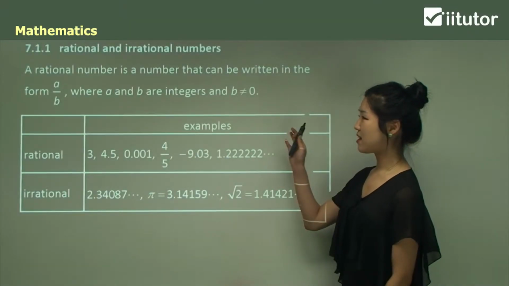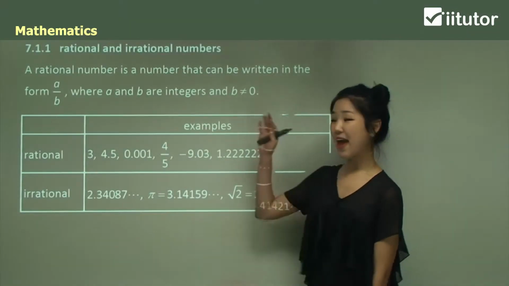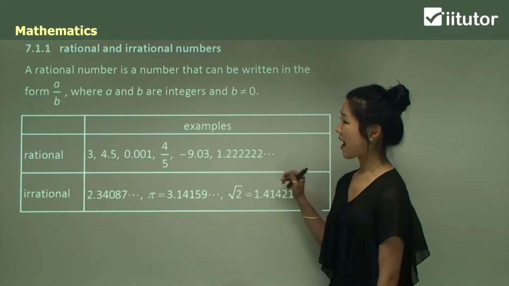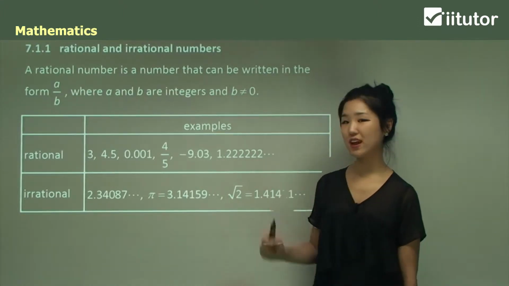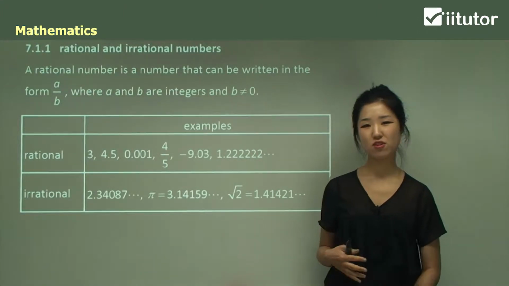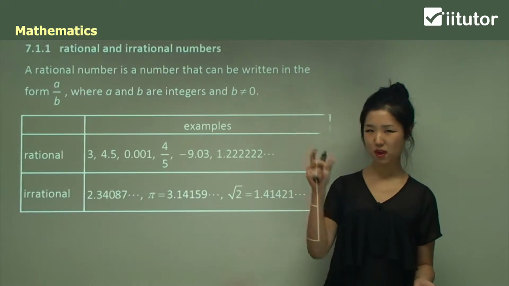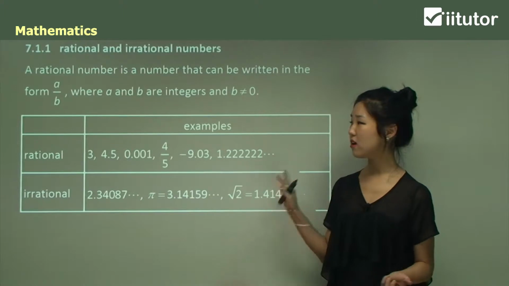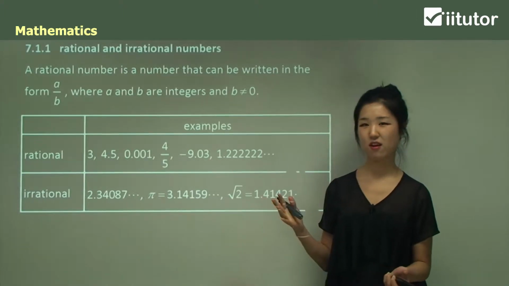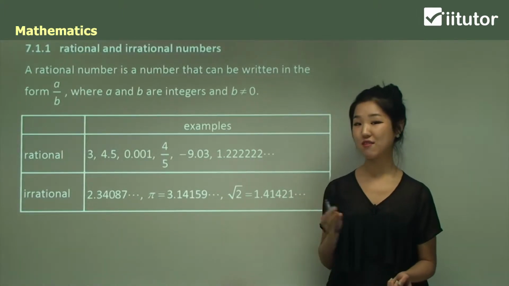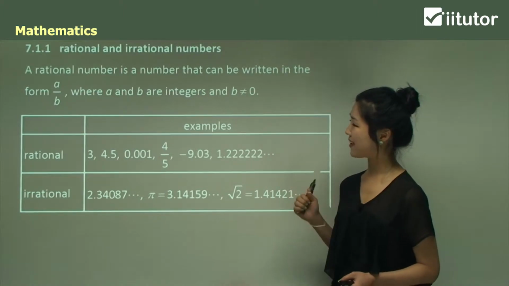A rational number is a number that can be written in the form a over b, where a and b are integers and b cannot be 0. With any fraction, the denominator can never be 0. You can type something over 0 into your calculator, say 2 over 0, and you will probably get undefined or a maths error. So make sure the denominator is never equal to 0. That's what it's talking about here.